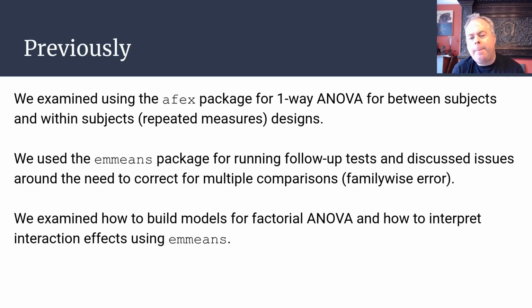When we find that we have a significant effect in our data and we've got more than two experimental conditions, we examined how to use the emmeans function in the emmeans package for running follow-up tests to actually determine what levels of a factor differ from what other levels. And we also discussed a number of issues around the need to correct for multiple comparisons to avoid the family-wise error problem.